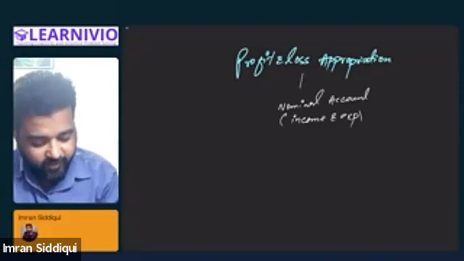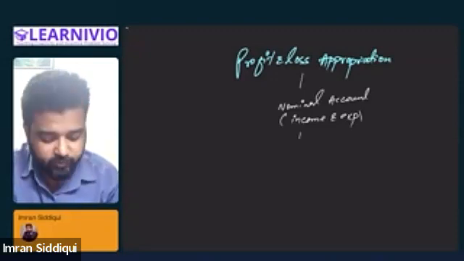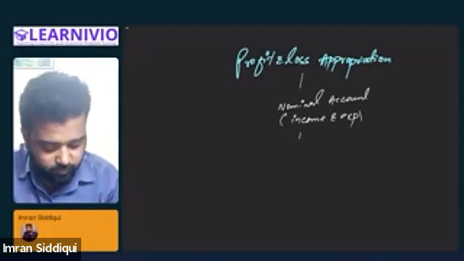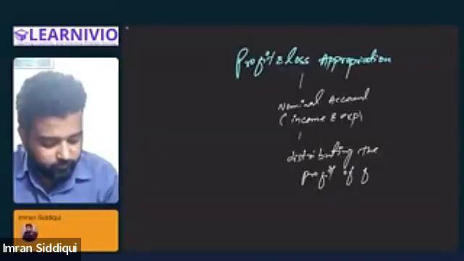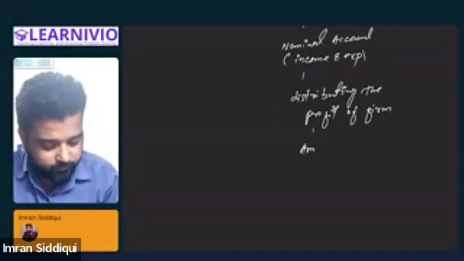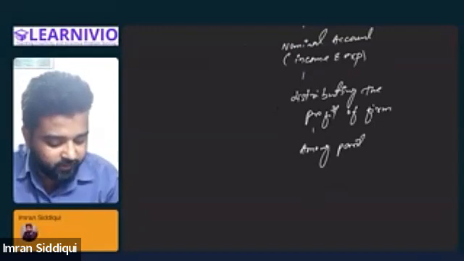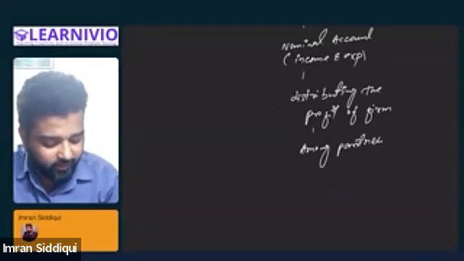So why is it prepared? P&L appropriation is specifically made for the purpose of distributing the profits of the firm among the partners. How much profit each and every partner is going to get. For that purpose, we prepare the P&L appropriation account.